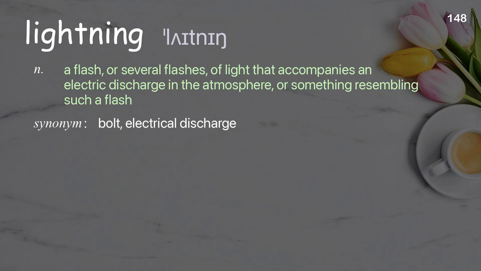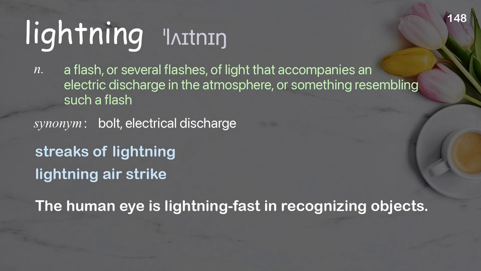Lightning. A flash, or several flashes, of light that accompanies an electric discharge in the atmosphere, or something resembling such a flash. Examples: Streaks of lightning. Lightning airstrike. The human eye is lightning fast in recognizing objects.